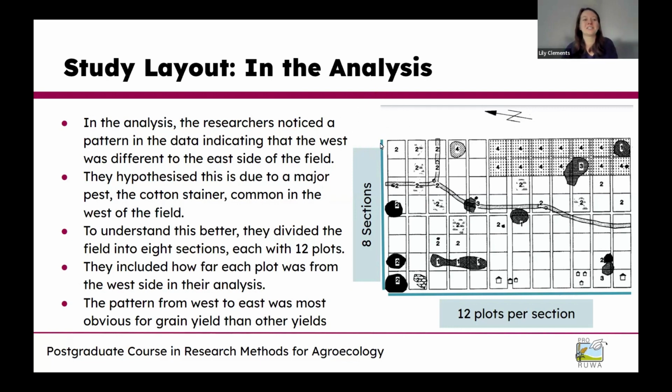But yes, so the researchers noticed, if our north is around here, then our east is towards the top of the field, and towards the bottom of the field is our west. When analyzing, the researchers noticed a pattern in the data indicating that the west side of the field gave different results to the east side of the field. They hypothesized that this is due to a major pest called the cotton stainer, which is common to the west of the field. But to understand it better, they divided the field into 8 sections with 12 plots each. They included how far each plot was from the west side in their analysis.